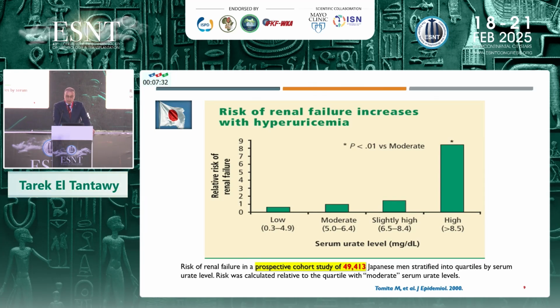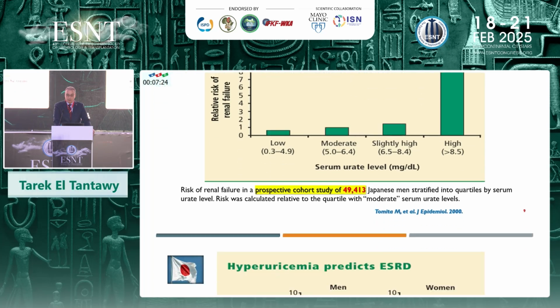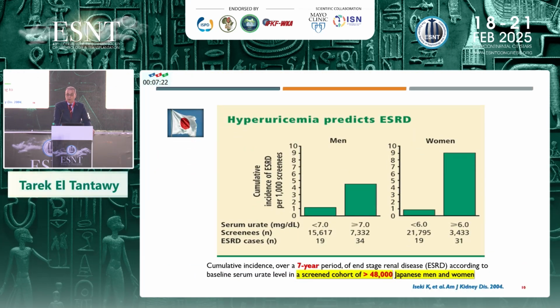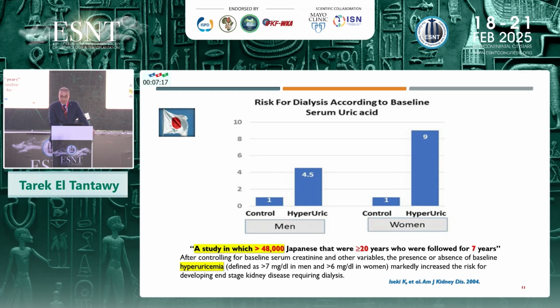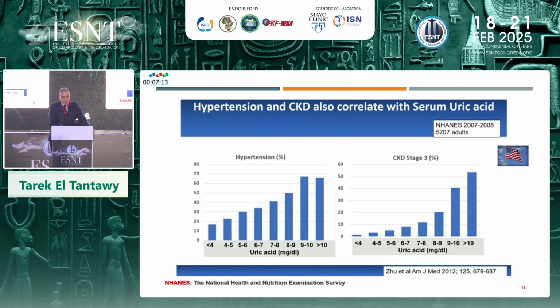In the Japanese study, a prospective cohort including around 49,000 Japanese patients, the risk of renal failure increased with hyperuricemia. Also, hyperuricemia can predict end-stage renal disease, and also the risk of dialysis according to the baseline uric acid, as is clear here.